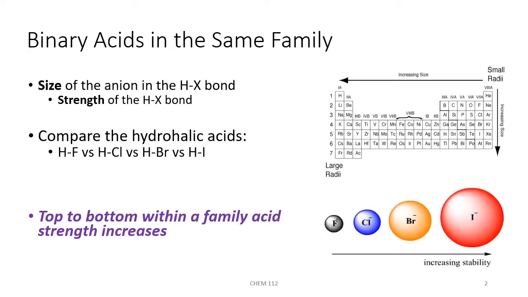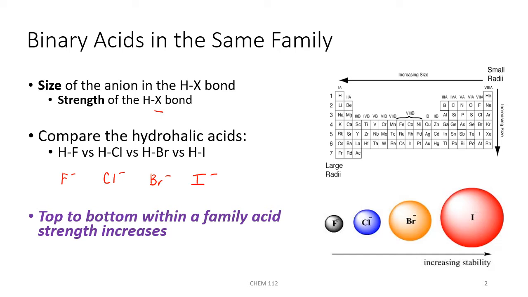Let's start with looking at binary acids that are in the same family or group of the periodic table. The size of the anion in the HX bond will determine the strength of the HX bond. So if we look at group 7A and compare some of the hydrohalic acids that have a different X or nonmetal, we can look at what each of the acids' conjugate base would be. So hydrofluoric acid will have the conjugate base of the fluoride anion. Hydrochloric acid will have a conjugate base chloride anion. Hydrobromic's conjugate base is the bromide anion. And hydroiodic acid's conjugate base is the iodide anion.